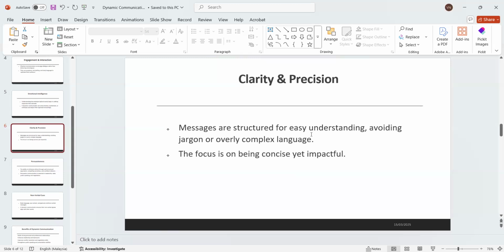And focus on being concise and yet impactful, because the way you talk to them must have impact. Then they'll give you feedback, they'll interact with you positively, and you are concise, you're crystalline, you're clear-cut in everything you say. There's complete transparency.